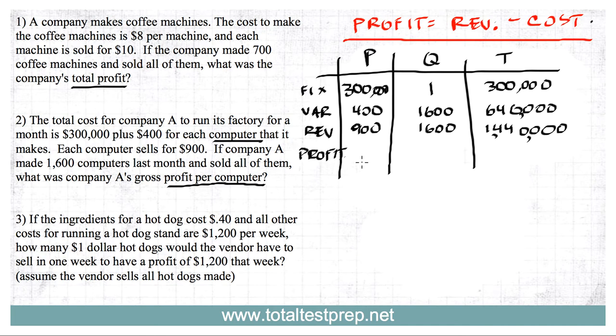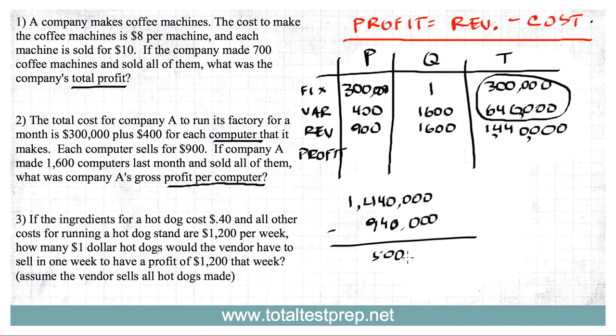So the profit is going to be this total revenue, 1,440,000, minus these total costs. So 300,000 plus 640,000 is 940,000. So what we're doing is 1,440,000 minus 940,000. That gives us 500,000. So the total profit is 500,000.